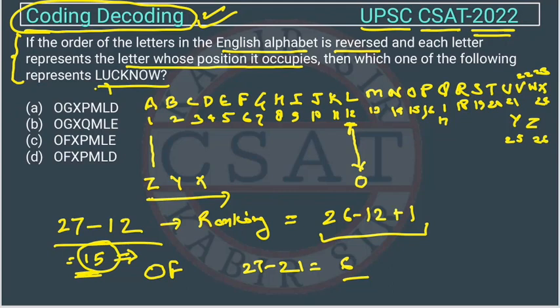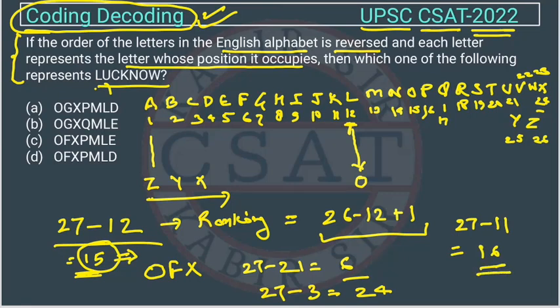Now we will check for C. C is at position 3. So when we reverse it, which letter will be at position 3? This will be 27 minus 3 is equal to 24. So at 24 we have X, right? Now similarly for K. K is at position 11. When we reverse this alphabet, which letter will come at position 11? This will be 16. So the letter which is at number 16 will come, so this is P, right?